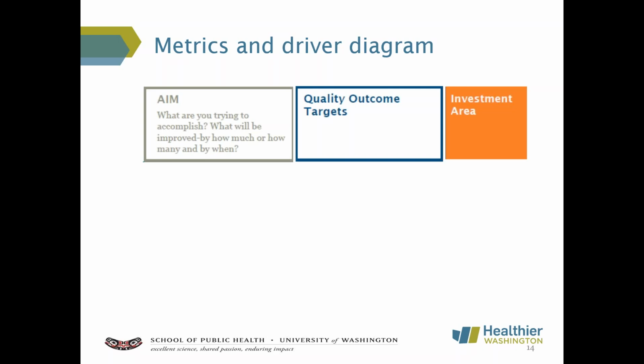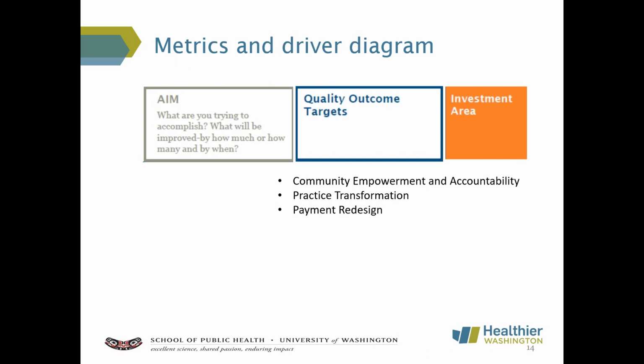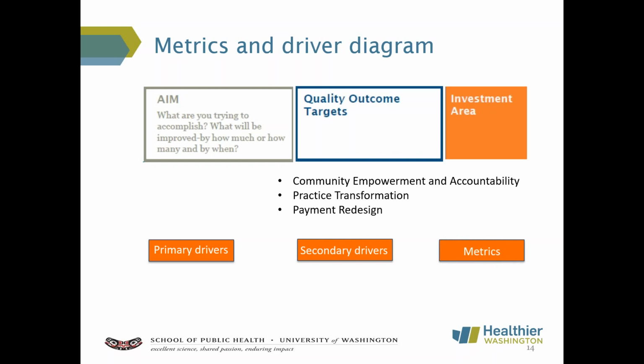And then the third column are investment areas, which are the three primary domains where SIM is investing to achieve these goals: community empowerment, practice transformation, and payment redesign. Then, within the next column, there are primary drivers for achieving each of those investment areas. For example, in payment redesign, there are 4 payment models, which you'll be learning about later in this presentation. There are also secondary drivers, for example, that define the settings where those payment models are going to be implemented. And then finally, there are metrics in terms of standardized measures for assessing progress in achieving those goals for each primary driver and secondary driver.